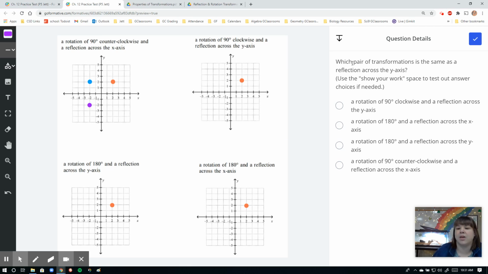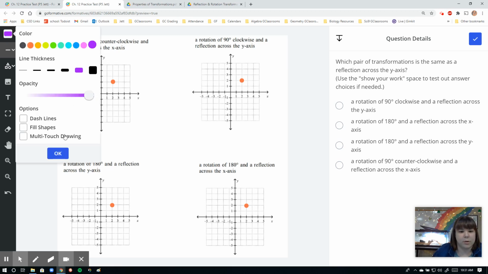And it's asking which pair of transformations is the same as a reflection across the y-axis. So it's asking, when you go from the orange dot to the purple dot, is it the same as a reflection across the y-axis? So is it the same as the orange dot becoming the blue dot? And the answer is no, it's not the same. So this one, not going to work.